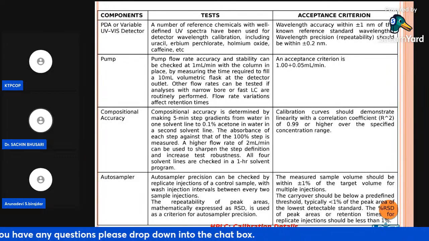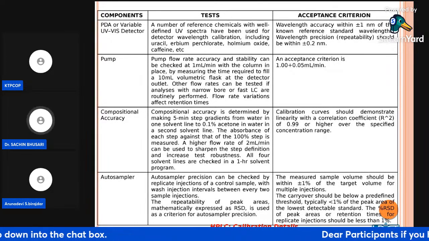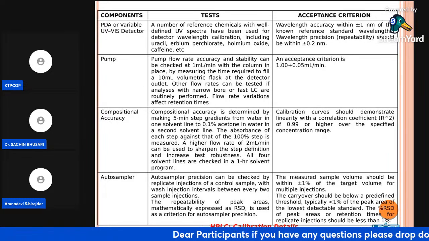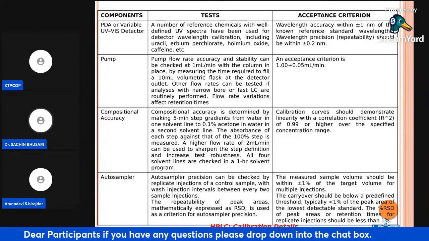So PDA, UV visible detector, PDA or variable wavelength detector. You have to check the wavelength accuracy. Wavelength accuracy has to be checked. Uracil, holmium oxide, caffeine can be used. It is written over there in test protocols.